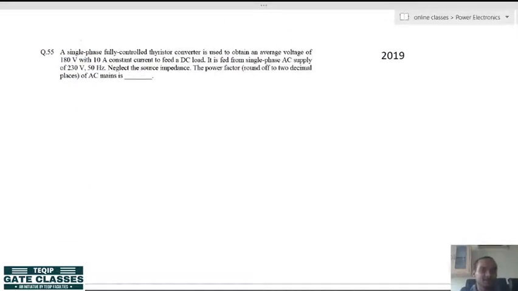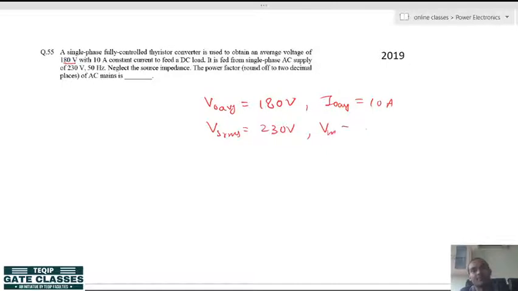Again, in this question it is given a single phase fully controlled thyristor converter used to obtain an average voltage of 180 volts. The average voltage is given, and it is fully controlled. So, the average voltage is given as 180 volts and 10 ampere constant current, meaning I naught average is also given as 10 amperes. Fed from a single phase AC supply of 230 volts. Vs RMS is given as 230. So, what will be the peak value Vm? It will be 230 root 2.